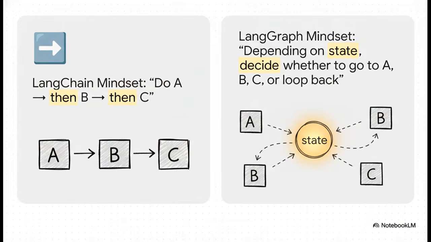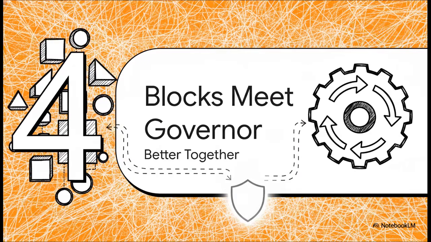The LangChain mindset is all about do this, then do this, then do that. But the LangGraph mindset is totally different. It's, okay, let's look at the current situation, and based on what we see, decide what to do next. Maybe that's A, maybe it's C, or maybe we need to loop all the way back to the beginning. That's the game changer. So does that mean you just toss LangChain out the window?